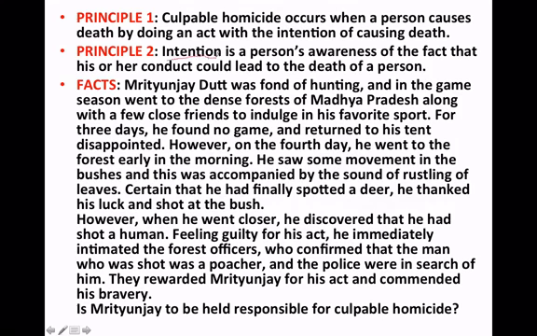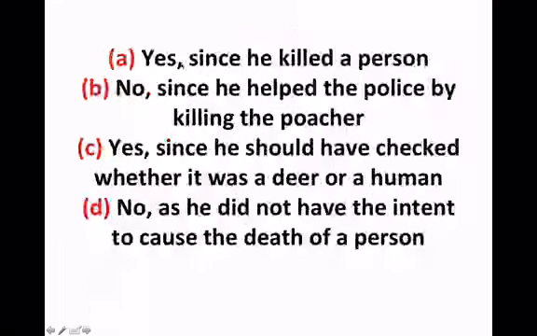Now, did he have any intention to kill a person? No. Mr. Dutt did not have any intention to kill someone, especially a human. Did not have intention to kill a human being, okay? He intended to kill an animal. So option A is wrong. Option B says no, since he helped the police by killing the poacher. Now, he did not know that he was going to kill a poacher, and he was going to help the police by doing that. So this is totally wrong. This is some information which we are not sure of before the event happened.